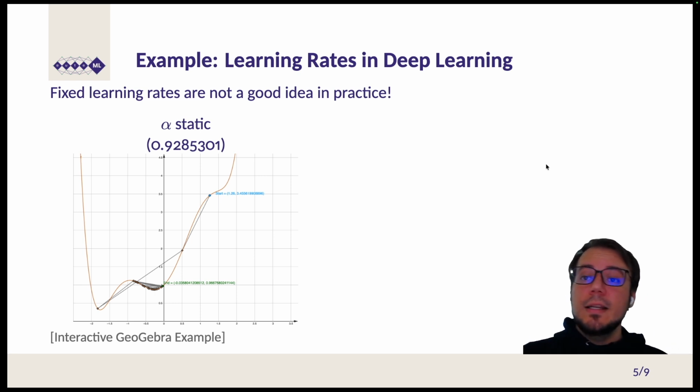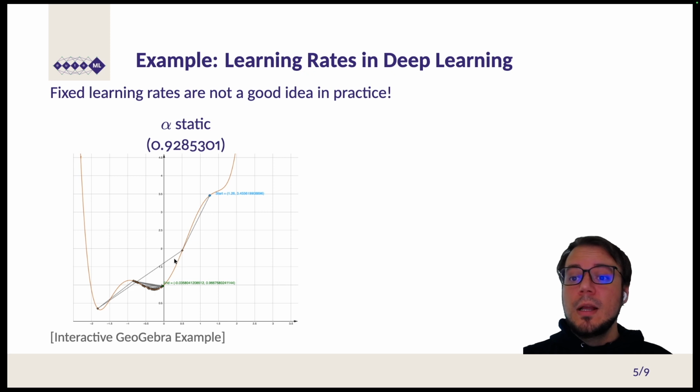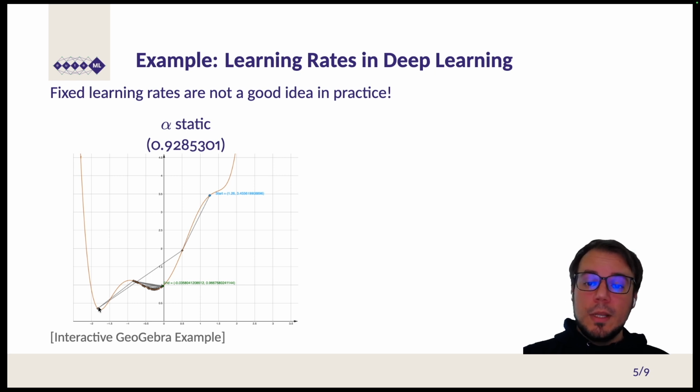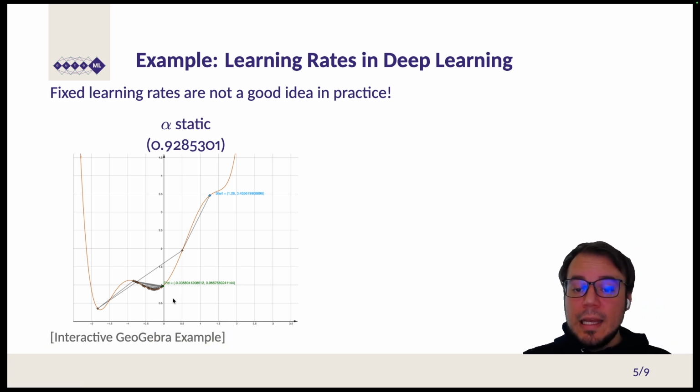And what happens if we take a static learning rate in this setting, for example, starting from here? We might get close to the true optimum of this function, or the global optimum of this function, but because we're always applying the same learning rate, we will bounce out here. And you can play around with this interactive example again and see if you can actually find a static learning rate that would allow you to hit the global optimum here.